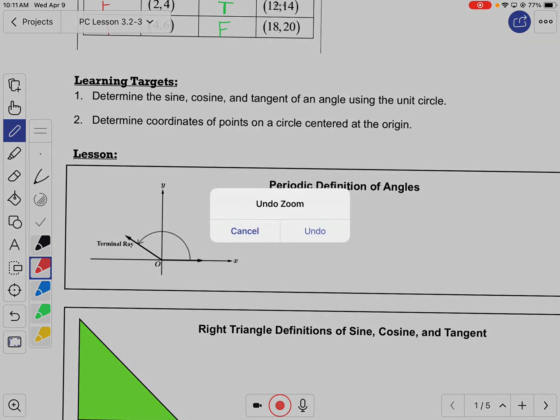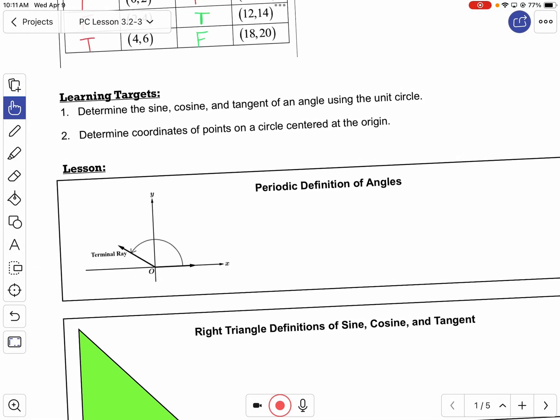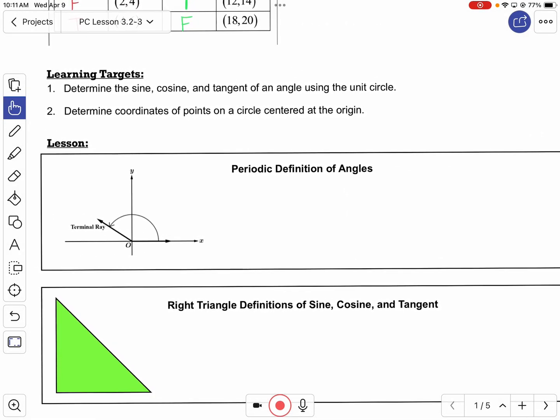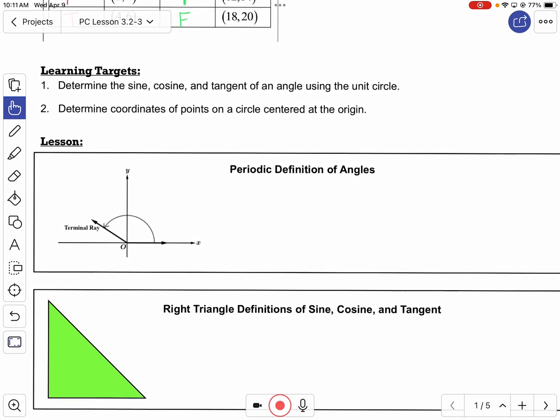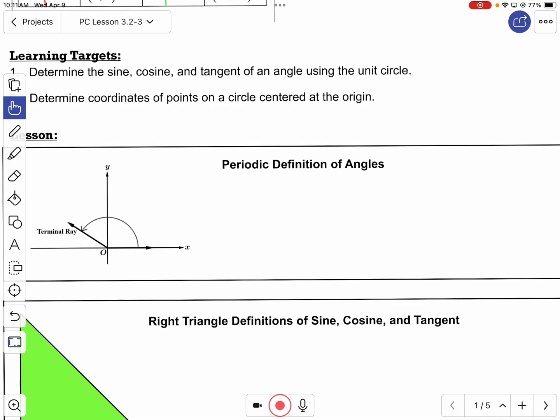So is this crooked? Okay, it's freaking me out. Oh, there it is. I was like, this thing is crooked. Okay, that's probably still crooked. That's a little better.